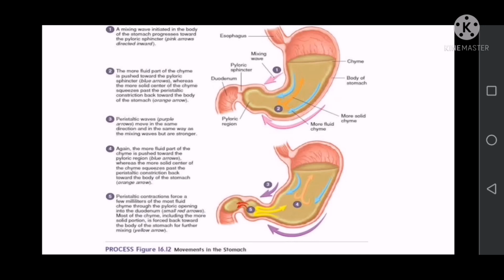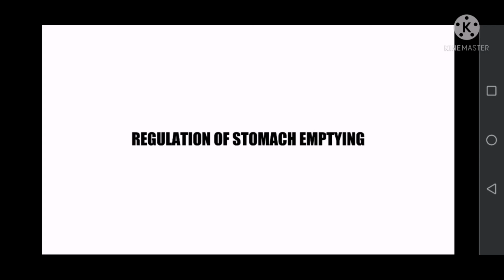And as the stomach becomes more empty, these constrictions will begin further up the body of the stomach, and this will help to pinch off any food from the body of the stomach and then force it towards the pylorus. Secondly, the tone in the pyloric sphincter is influenced by signals coming from both the stomach and the duodenum. Okay, so there are two basic factors that regulate stomach emptying: the gastric factors that promote gastric emptying and the duodenal factors that inhibit stomach emptying.